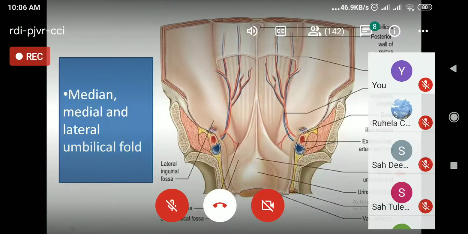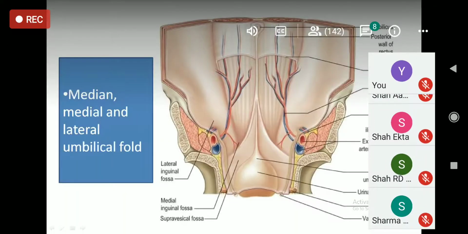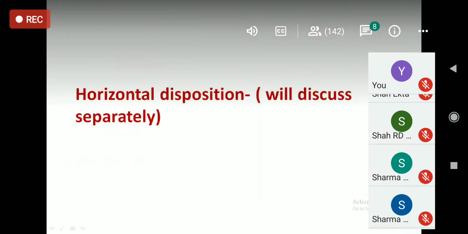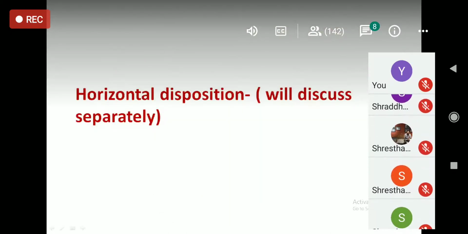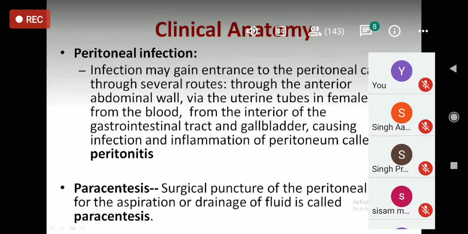We can see these structures during the dissection of the pelvis. So that's all about the vertical disposition, and we'll discuss the horizontal disposition in the next class. So move on to the clinical anatomy. Do you have any queries till now?